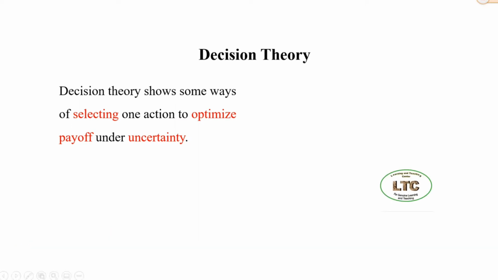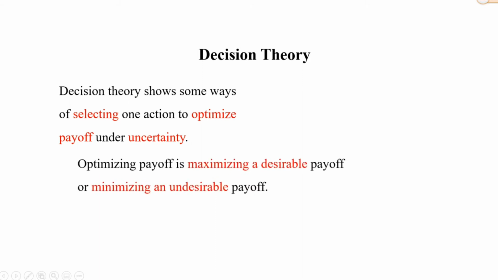Optimizing means maximizing a desired payoff or minimizing an undesirable payoff. Desirable payoffs are ultimately profit, maybe revenue. Minimizing time, performance time, or cost, or so on. Minimizing loss or cost, like this.